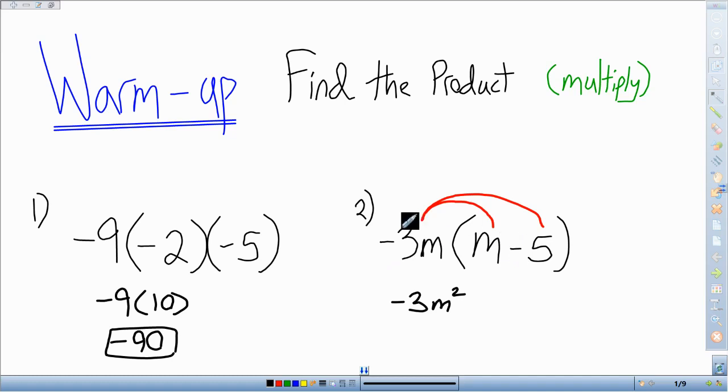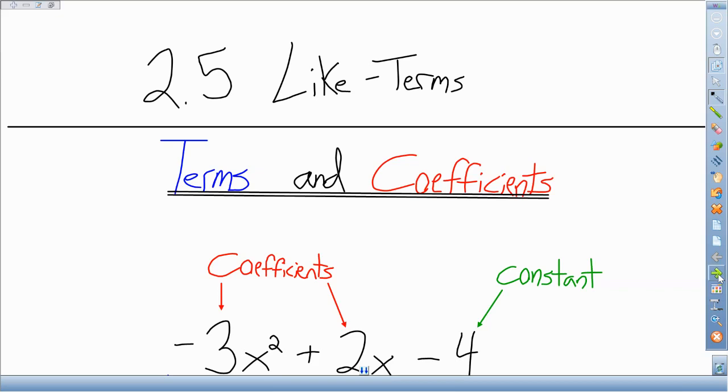Moving on to the next one, -3m times -5. Well, -3 times -5 is a positive 15. That m doesn't have any other m's to multiply with, so it just tags along. Just taking a look at this, I remind you guys, always look to see if you have any like terms. Can I actually add these two terms together? The answer is no, because these are not considered like terms. If you're not sure why, we'll get into that on the next slide. So there's a little summary of yesterday. Let's get into what we're doing today.